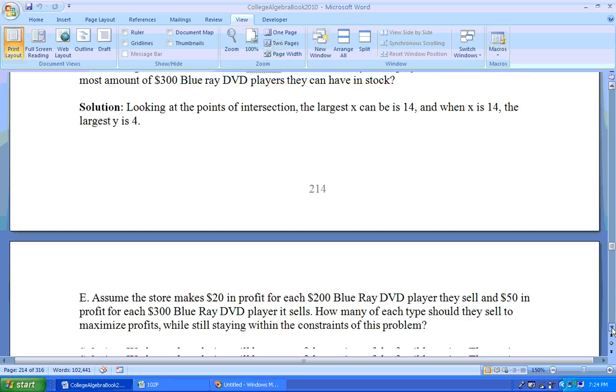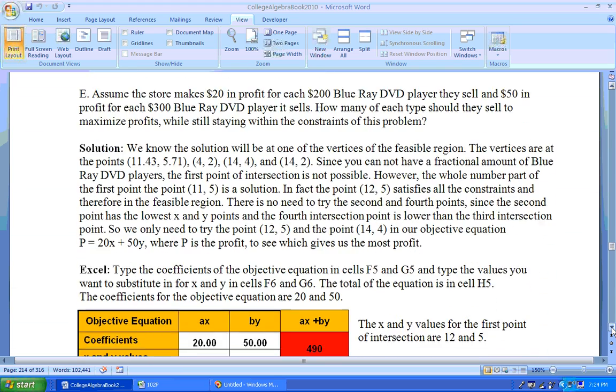And actually now we're going to do an optimization problem. It says assume the store makes $20 in profit for each $200 Blu-ray DVD and $50 in profit for each $300 Blu-ray DVD. How many of each should they sell to maximize their profit? So 20 for each X and 50 for each Y.